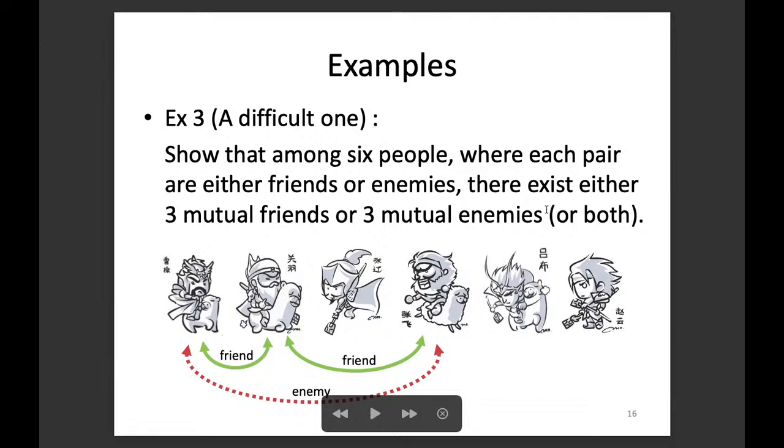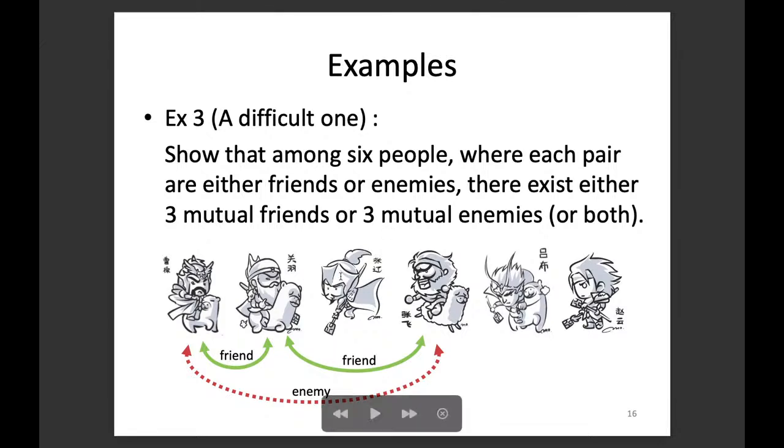But we want to say that no matter what happens, among 6 people, we must be able to find 3 of them such that these 3 are mutual friends, or these 3 are mutual enemies. We're not saying that we must be able to find 3 mutual friends and at the same time also 3 mutual enemies. It says that either we can find 3 mutual friends or 3 mutual enemies, or both, okay?